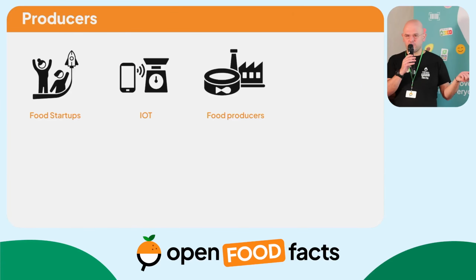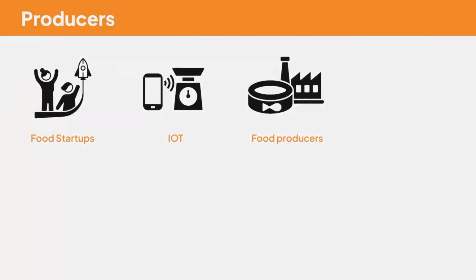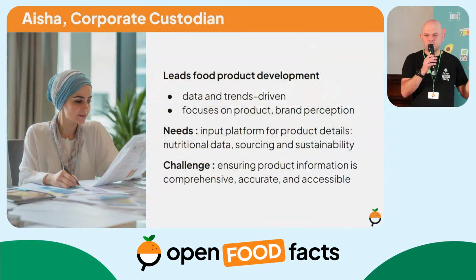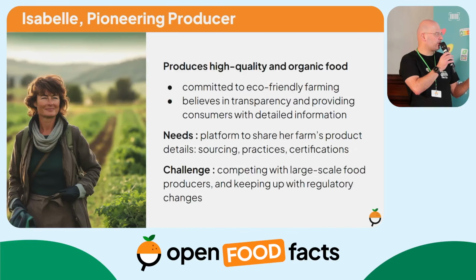And so we did the same for the producer types. Also here, Pierre had already bootstrapped this with some segments. And so we have two different producer prototypes here. One is the corporate custodian. So here's Aisha. She leads a product development team, and she's all about brand perception and awareness. So she really tries to make sure that all the data out there is actually correct and makes her products look as good as possible.